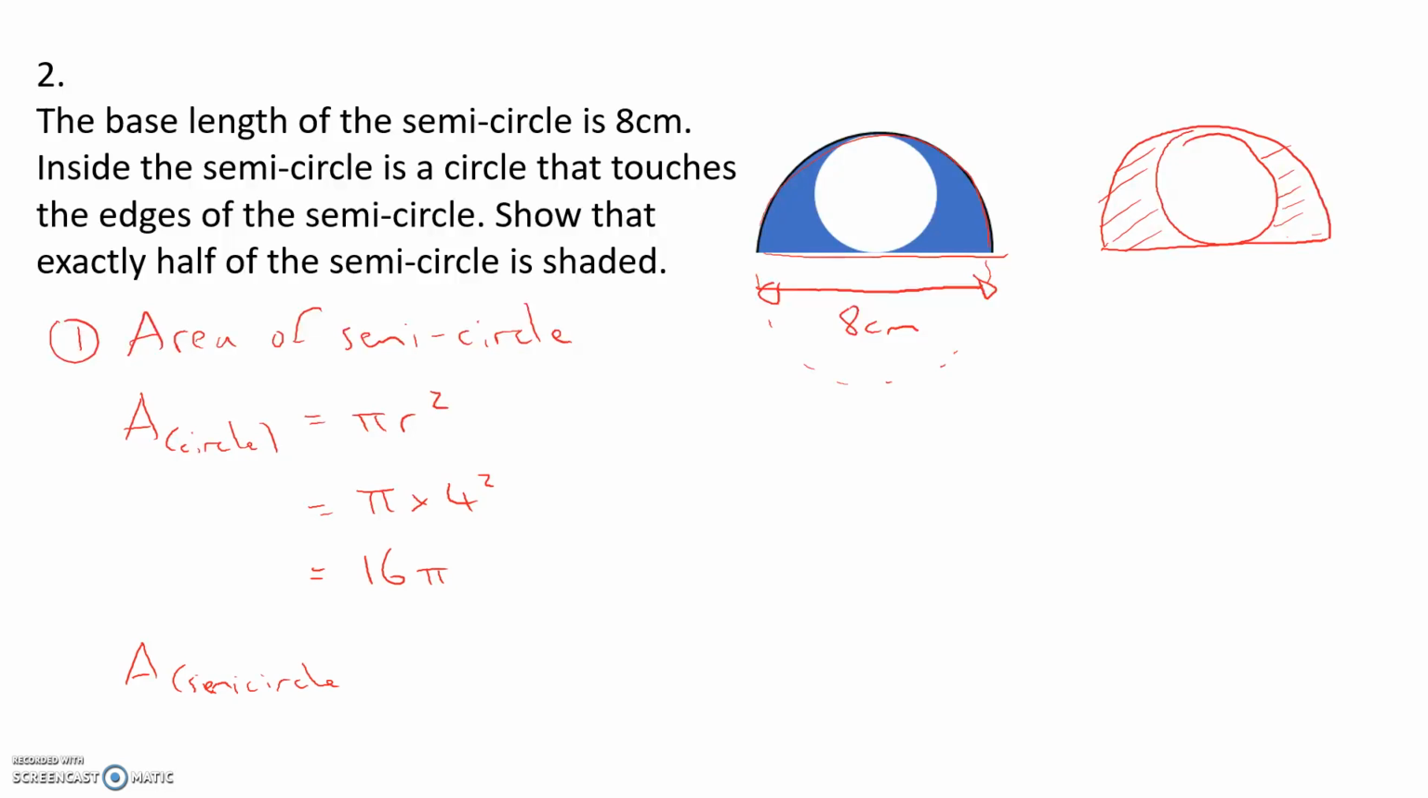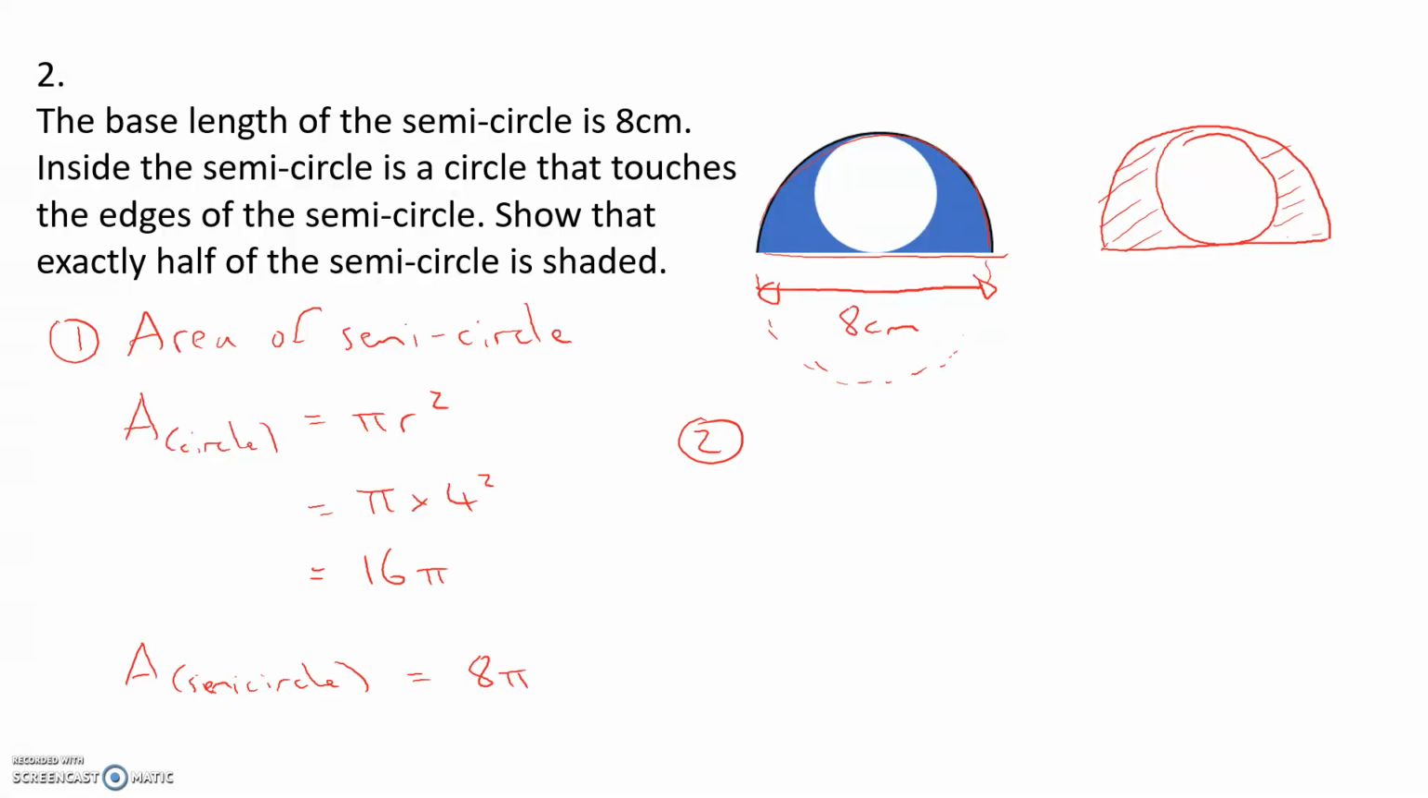is going to be half that, because if we know the whole circle's area, we find half of that, it's going to tell us the area of that semicircle. So half of 16 pi, that's going to be 8 pi. Job number 2.